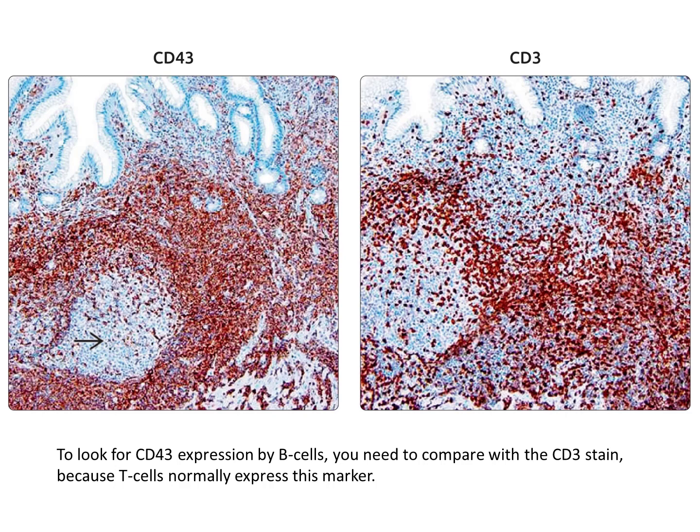Here, in this example, you can clearly see that CD43 and CD3 are highlighting a different population of cells. Although not shown, the pattern of CD43 expression matched that seen with CD20, thus confirming that the B cells were expressing CD43. This is an abnormal finding that further supports the diagnosis of lymphoma.